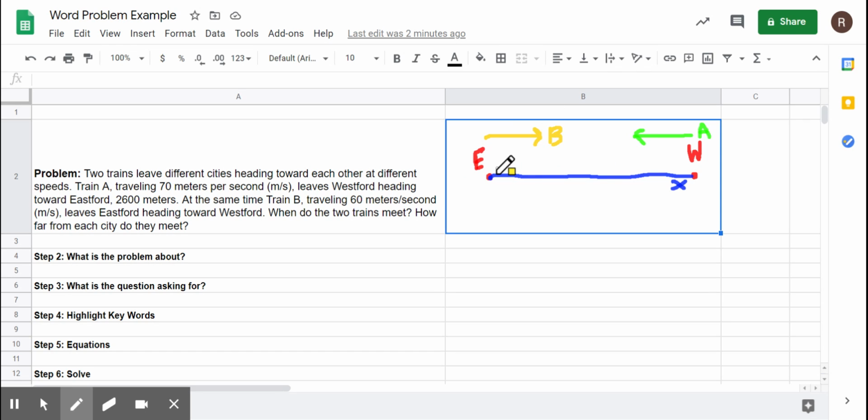You have very much like the two droids. You got these two things, they're heading towards each other, and we know at some point in the middle, they're going to meet, okay? So let me go ahead. I can actually insert values now. So I got train B. It's heading at 60 meters per second. Okay, cool. And then I got train A, traveling at 70 meters per second.